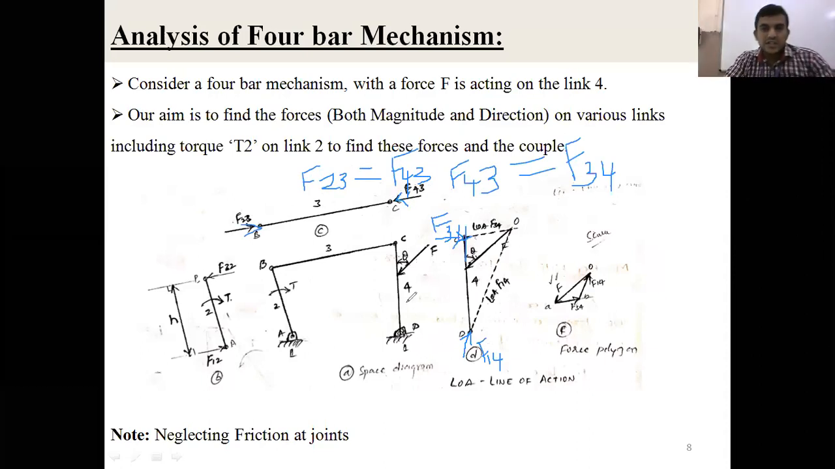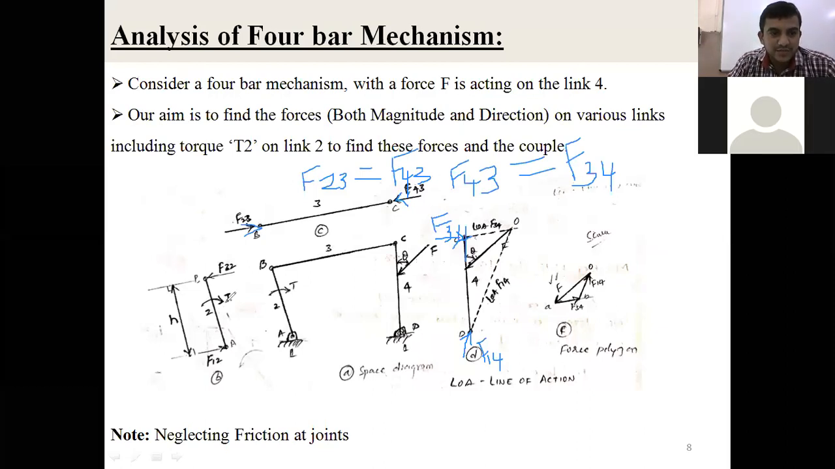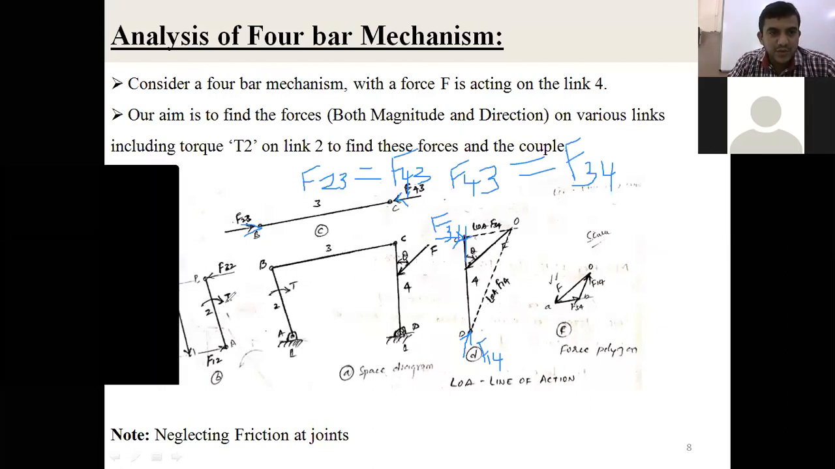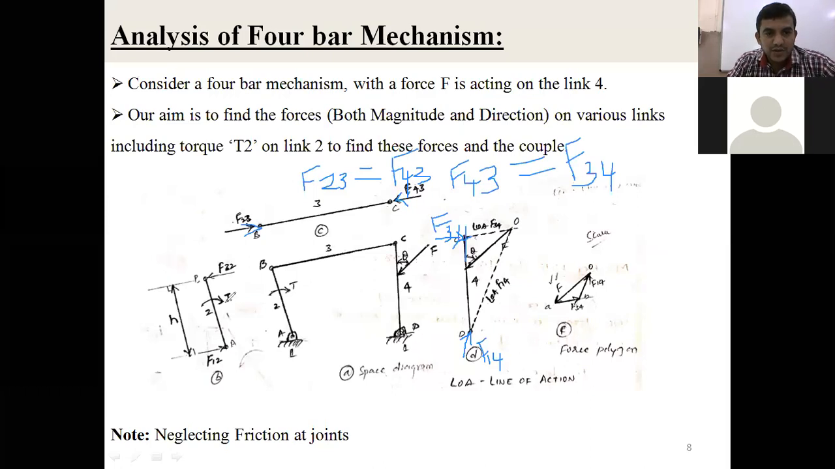Now again transfer this force from link 3 onto link 2. When it comes to link 2, how many forces is it subjected to? At hinge B, it is the same hinge. What is the force acting on hinge B? That is F32, which is equal to F23, but acting in the opposite direction.